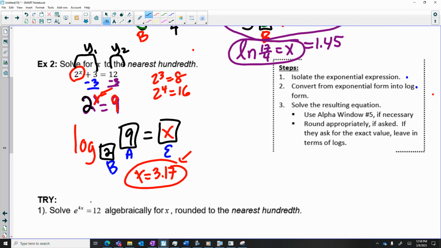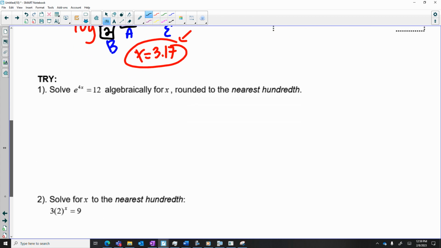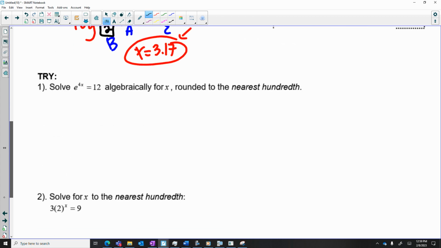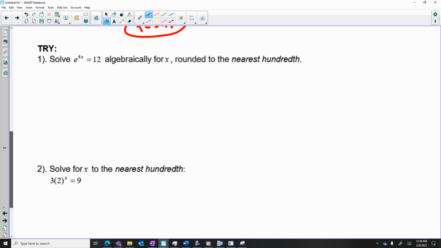All right? Okay, so I now want you to try these two. Remember, first step is going to be isolate the base if you can, and then you change it to a log.